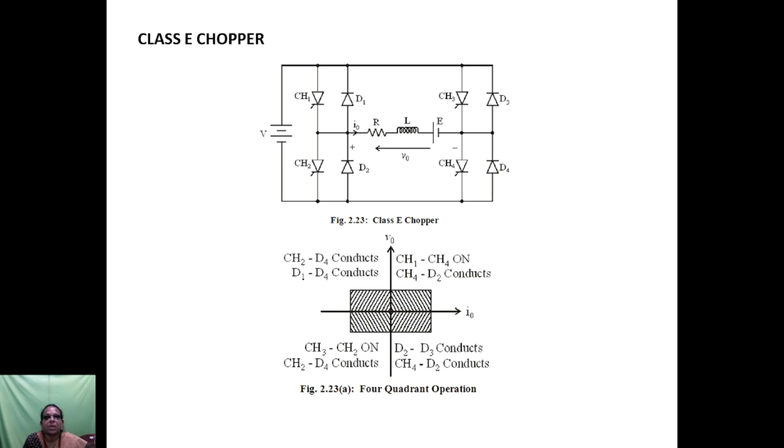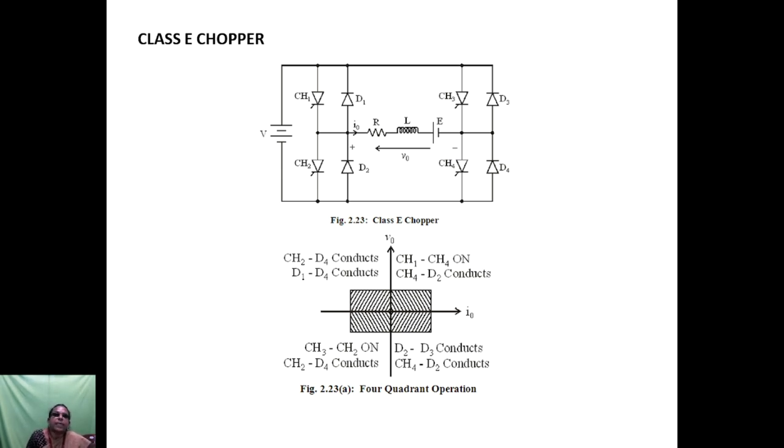For second quadrant operation, CH2 and D4 conduct, and D1, D4 are conducting. The current will flow from CH4 through L, E, and D4. In that time, the voltage will be positive and the current will be negative, because it is in the regenerative mode. So the current will pass from load to source.